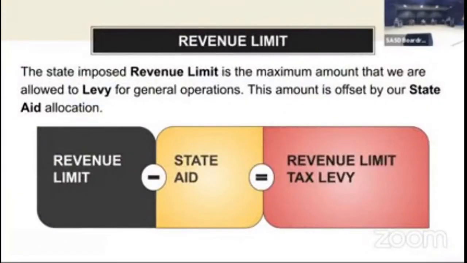To look at the revenue limit tax levy, first we need to understand what the revenue limit is. It's the maximum amount imposed by the state that school districts can levy to support our operations. And then that amount is offset by state aid.